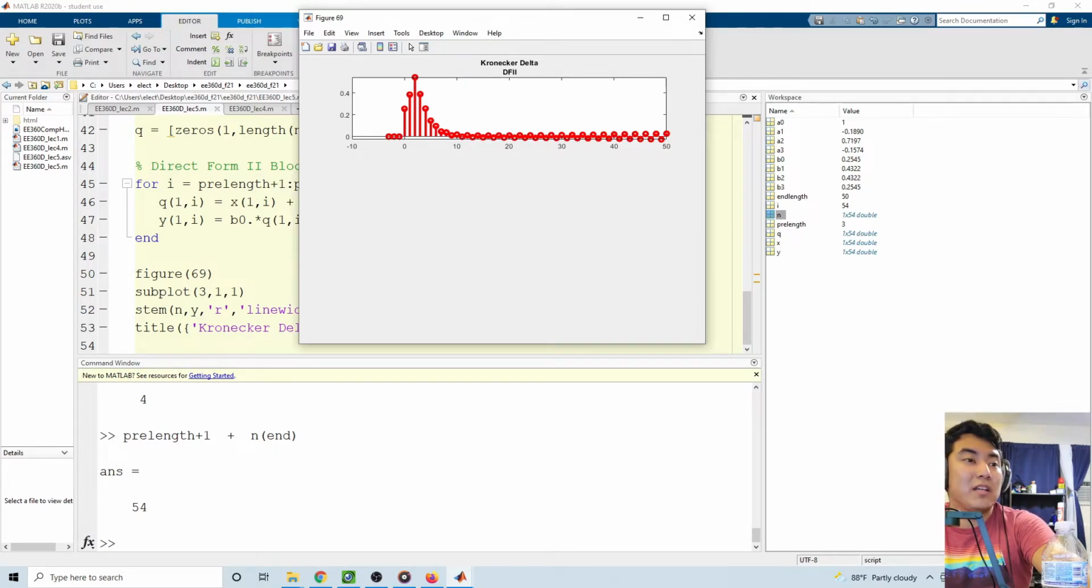Let's see. Plot the inputs and the outputs. Okay, so you're going to plot your input and direct form 1, 2, and transpose direct form 2. So I should explain that. 1, 2, 3, 4, 5. So for your assignment, please.